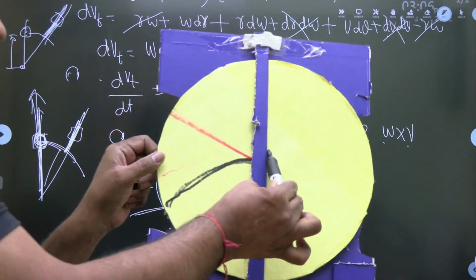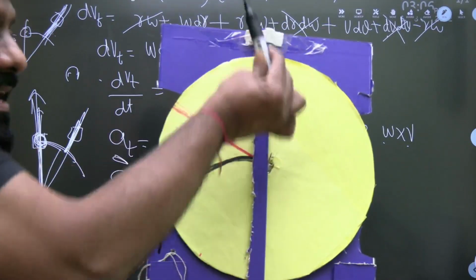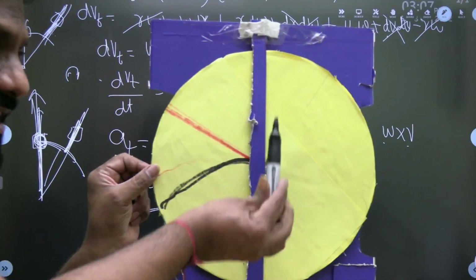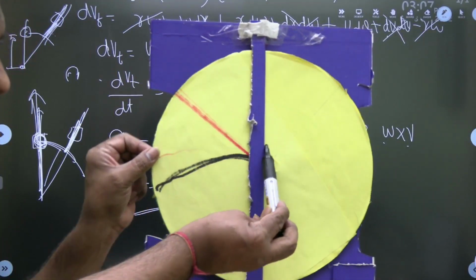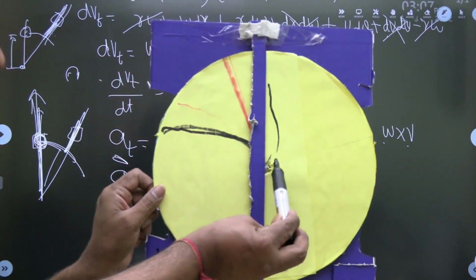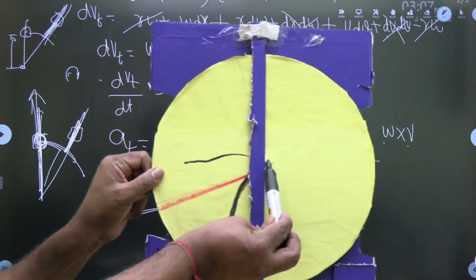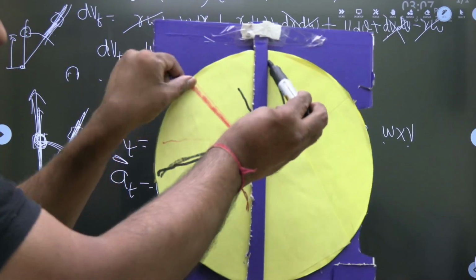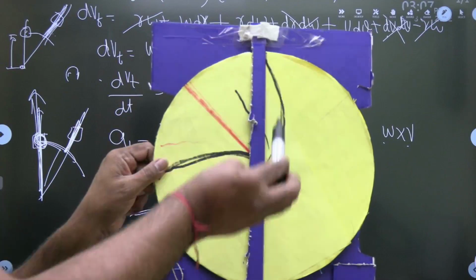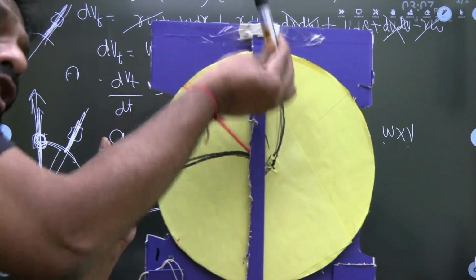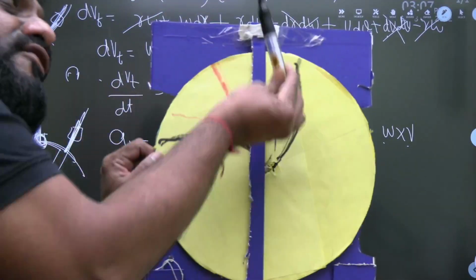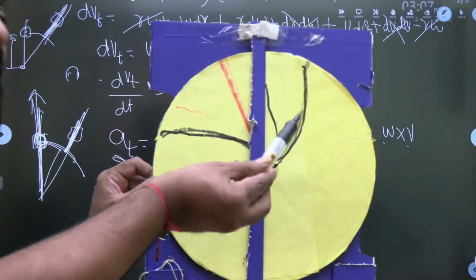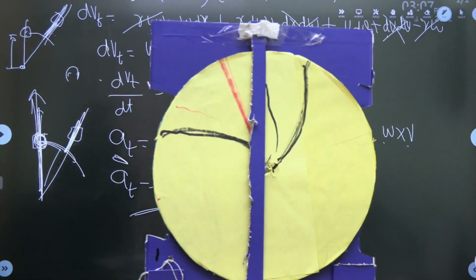Simultaneous sliding and rotation. This one I'm just sliding. You just see my fingerprint. Look at the deflection. Yes, this deflection is due to Coriolis acceleration. Even though it is moving in this direction, because of rotation there is a deflection. Because of rotation and sliding, the deflection is due to the Coriolis component of acceleration. This is due to Coriolis.